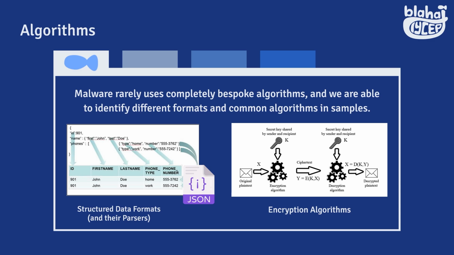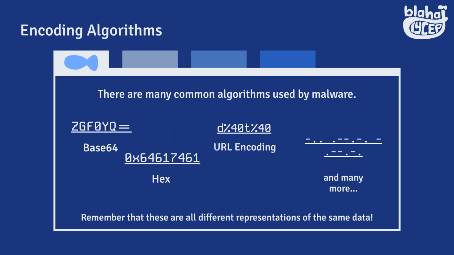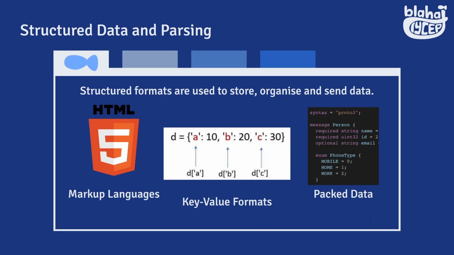And structured data formats like JSON, all that, they don't have to reinvent data formats every time they want to use something, right? So they can just reuse JSON. So for example, encodings, we've looked at base64 and hex a lot already. There's also URL encoding and so many other encodings that we can do. And remember that these are all different representations of the same data, right? And malware authors can just use different encodings here and there when they see fit. Structured data, right, to organize data that's being sent.